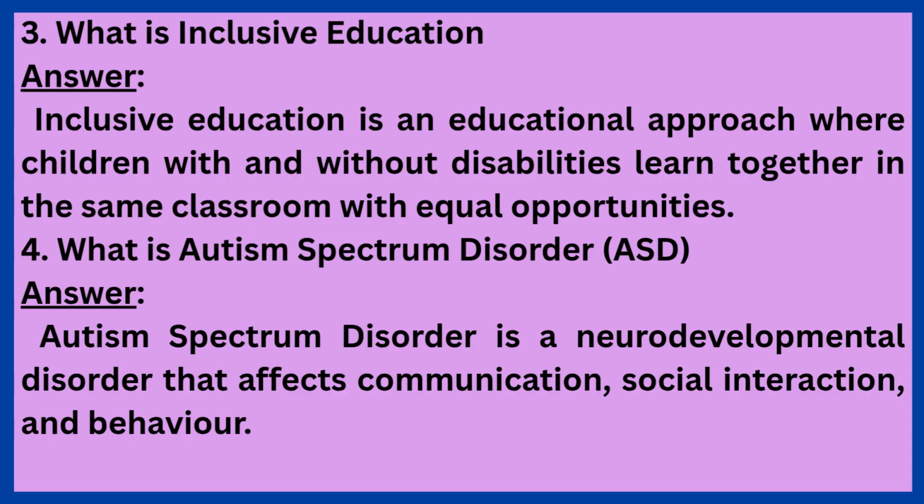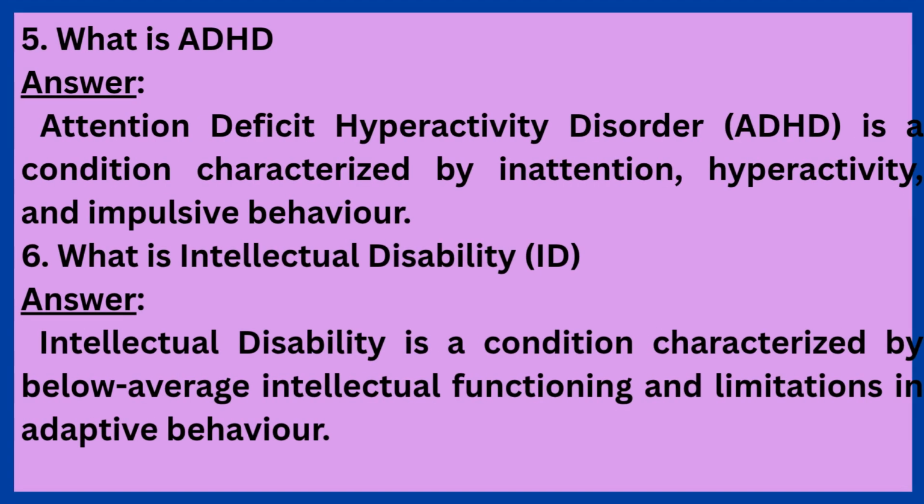Inclusive education is an educational approach where children with and without disabilities learn together in the same classroom with equal opportunities. 4. What is autism spectrum disorder, ASD? Autism spectrum disorder is a neurodevelopmental disorder that affects communication, social interaction, and behavior. 5. What is ADHD? Attention Deficit Hyperactivity Disorder, ADHD, is a condition characterized by inattention, hyperactivity, and impulsive behavior. 6. What is intellectual disability, ID? Intellectual disability is a condition characterized by below-average intellectual functioning and limitations in adaptive behavior.